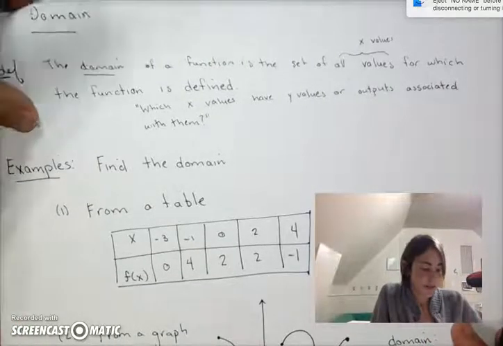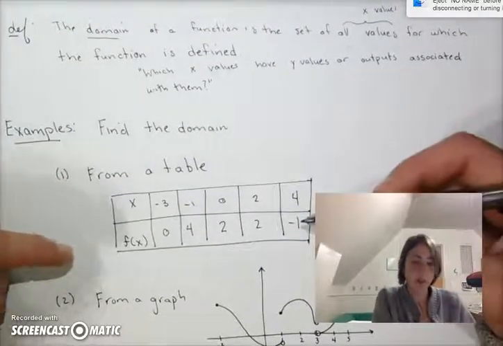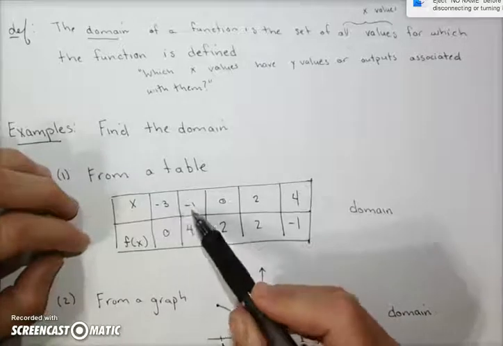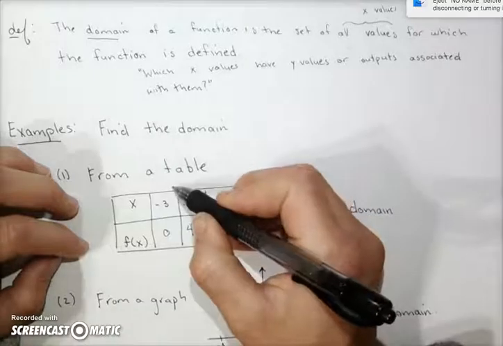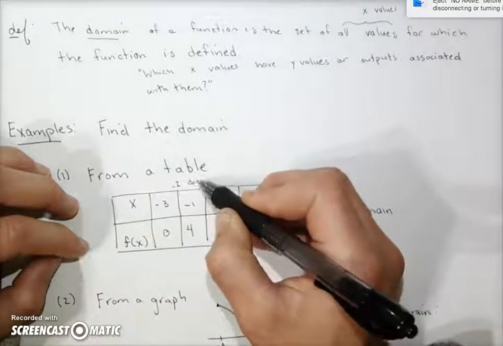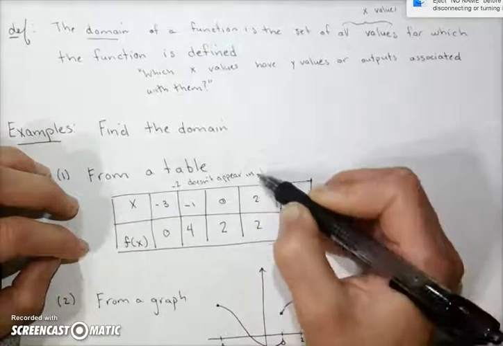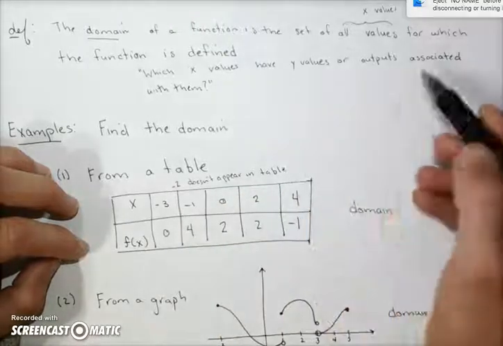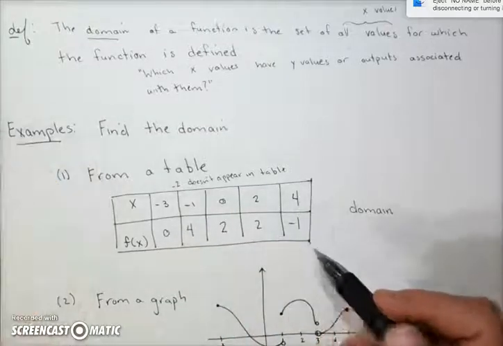So let's first compute some examples where we are using a function table or a graph to compute the domain. So here's our table. These are inputs and these are outputs. You'll notice that the number -2 doesn't appear in the table. So that means we don't know what the output for -2 is. There's no output associated with it. That means that -2 is not part of the domain.